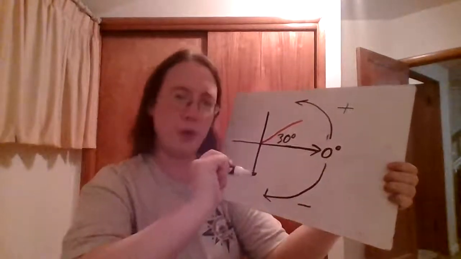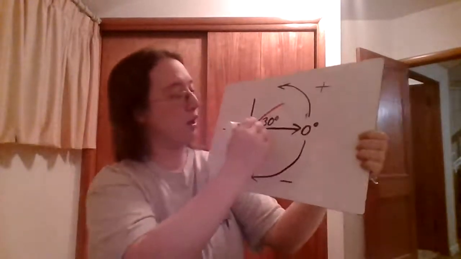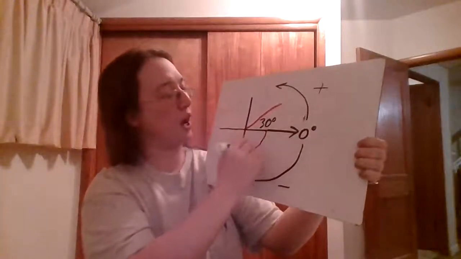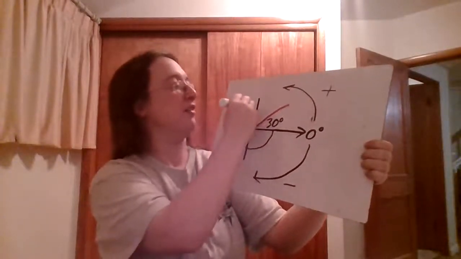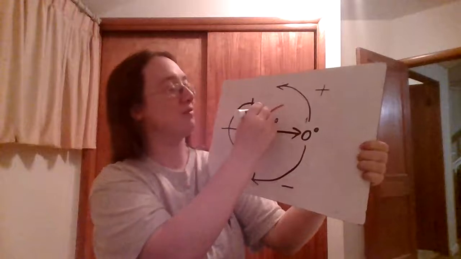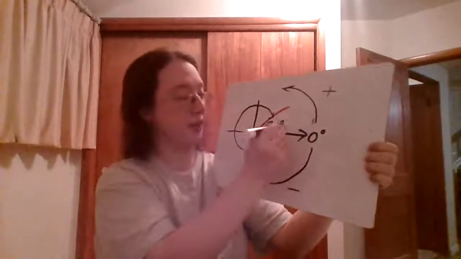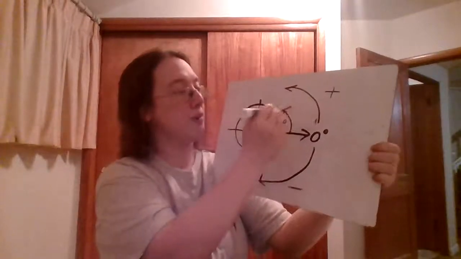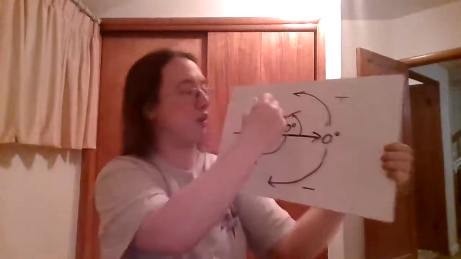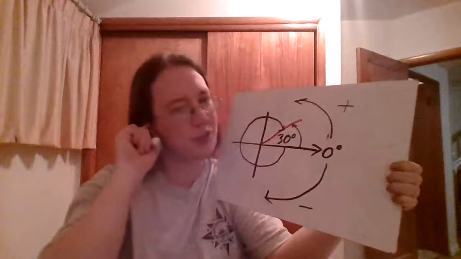But I could also get to that angle by starting here and going around until I get here. So I could get to that angle, and it's probably more natural to think of getting to that angle by going this way. But you can also get to it by going around this way. How many degrees is that?